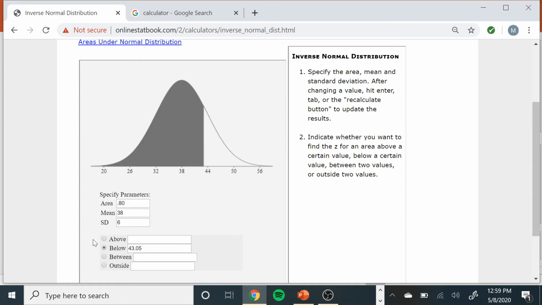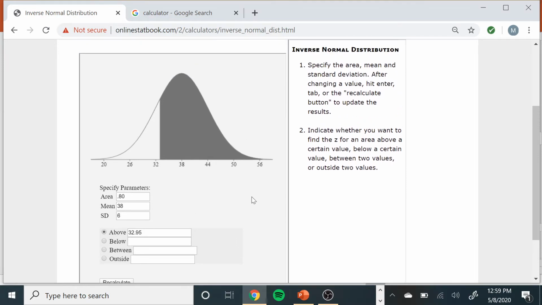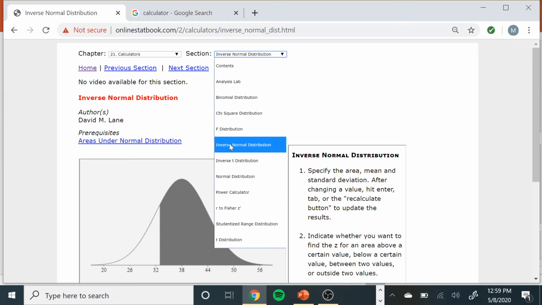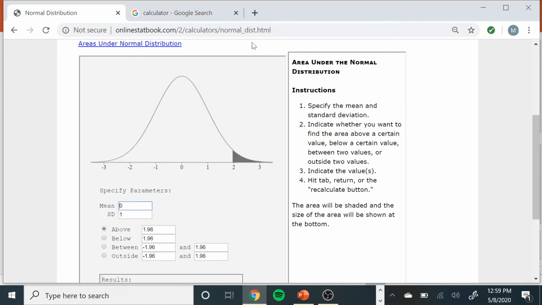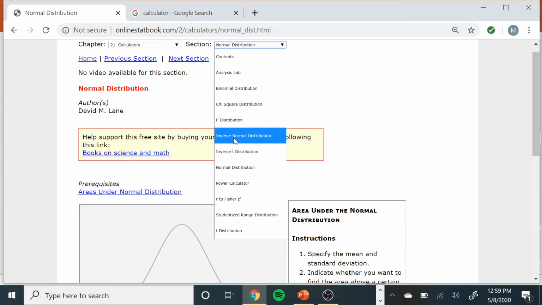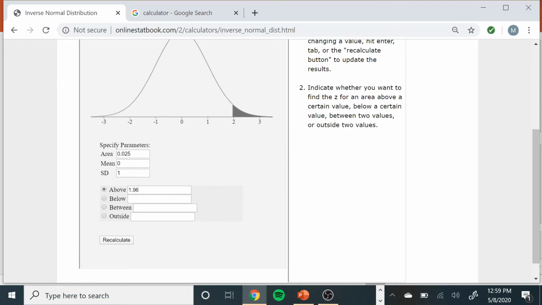Now that would have been the default. I had it set up a little weird. So let's redo this just to be sure everybody sees what I'm trying to show you here. This one doesn't work, right? Let's go to the inverse normal and put in the information it asked for one more time. We're interested in the 80th percentile, a mean of 38, and a standard deviation of 6.